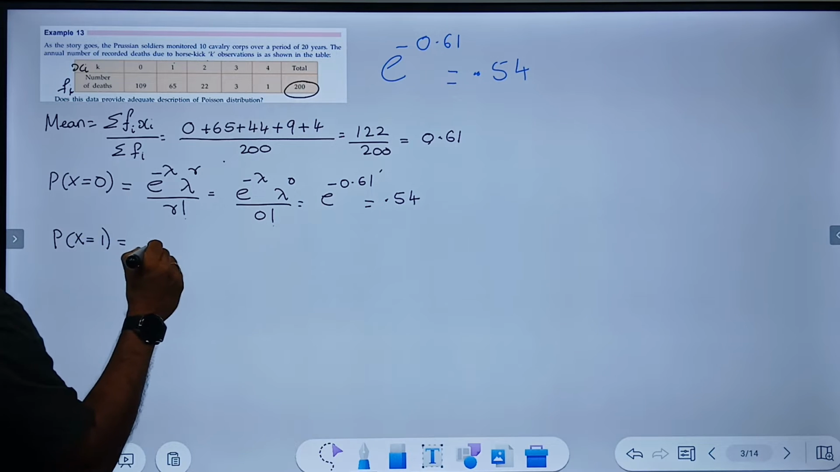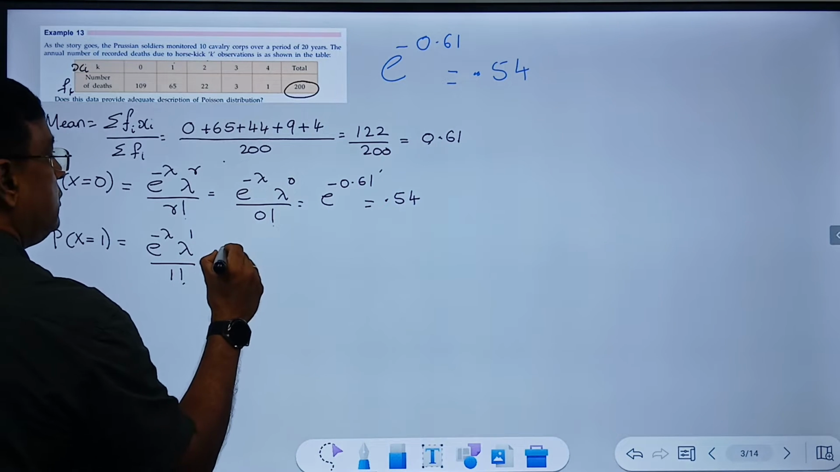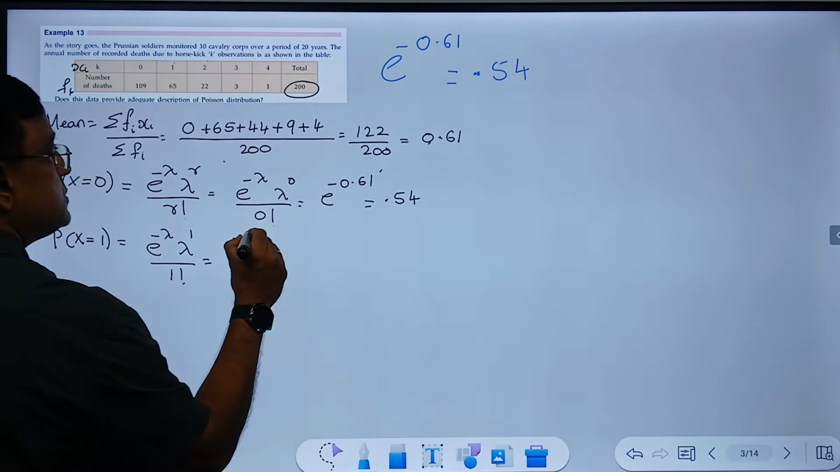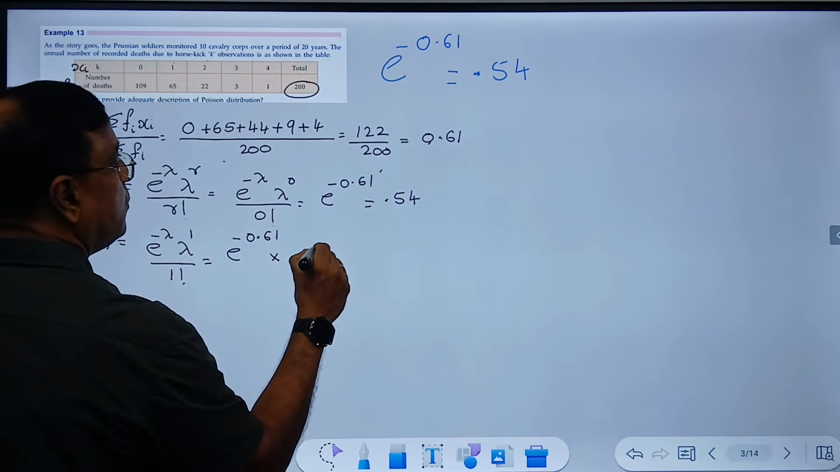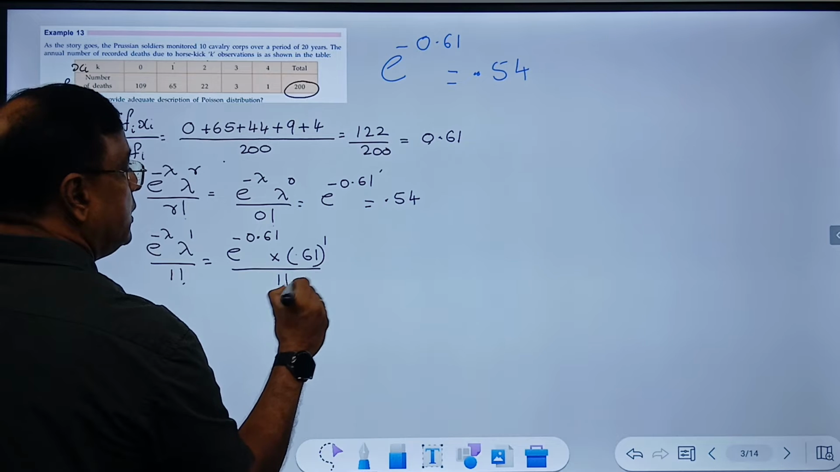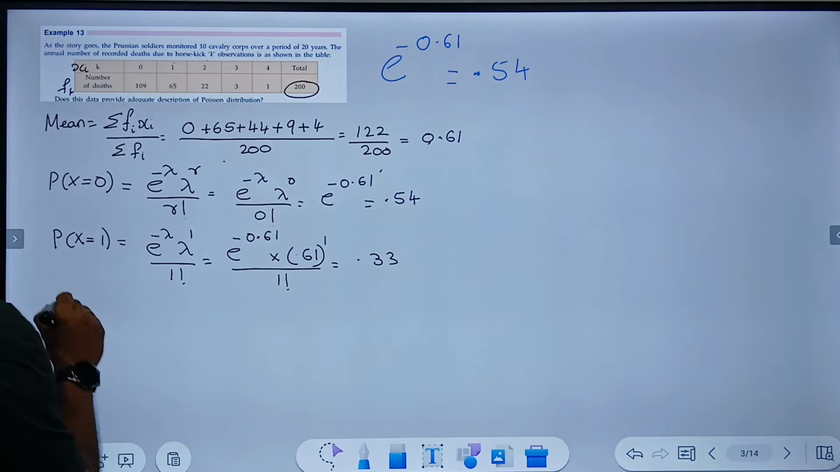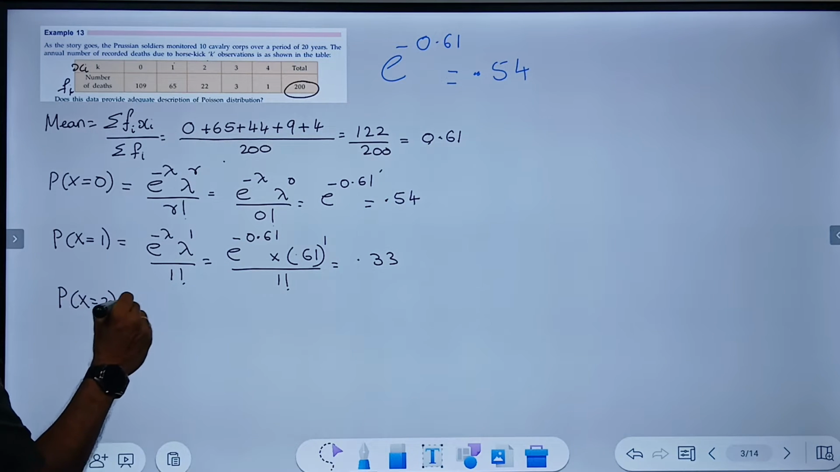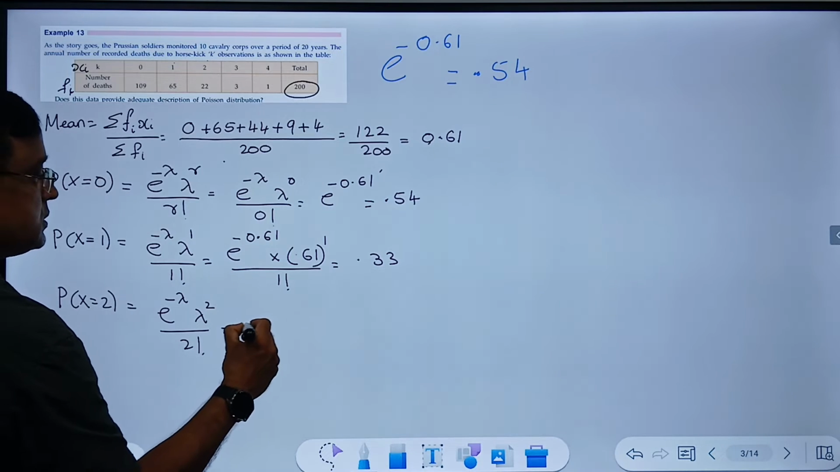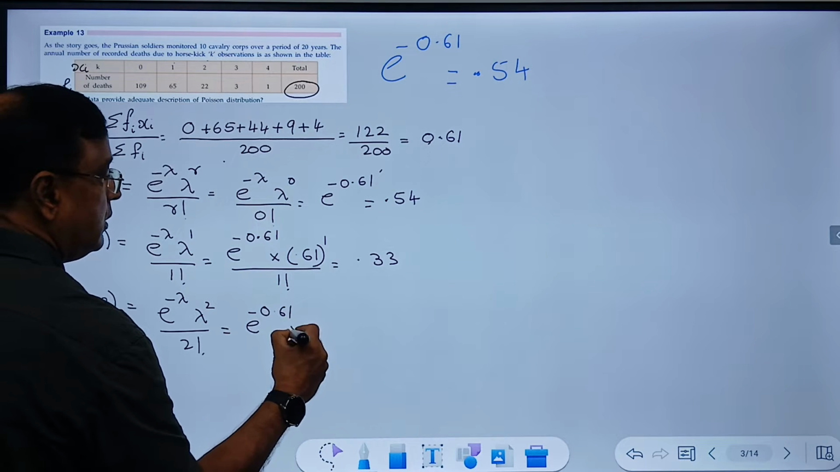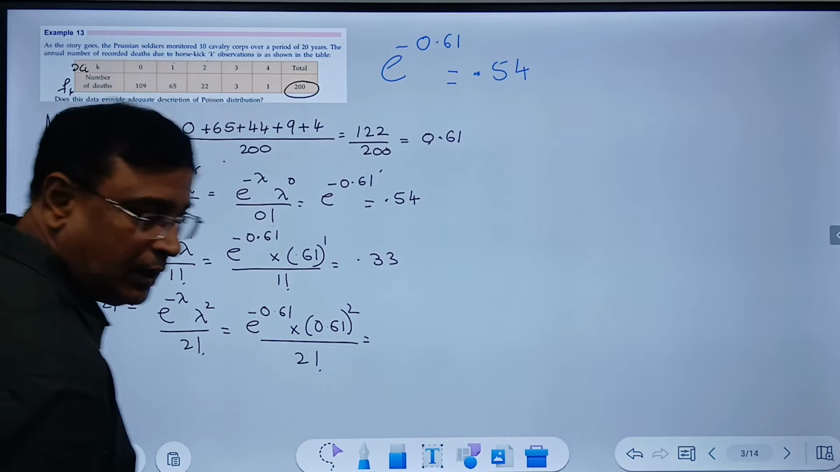Now what is p of x equal to 1? E power minus lambda, lambda power 1 by 1 factorial, which is e to the power of minus 0.61, lambda is 0.61, whole power 1 by 1 factorial. If we do the calculation, I am getting it as 0.33. Now I find p of x equal to 2, which is e power minus 0.61 into 0.61 the whole square by 2 factorial. I think I am getting the calculation as 0.1.